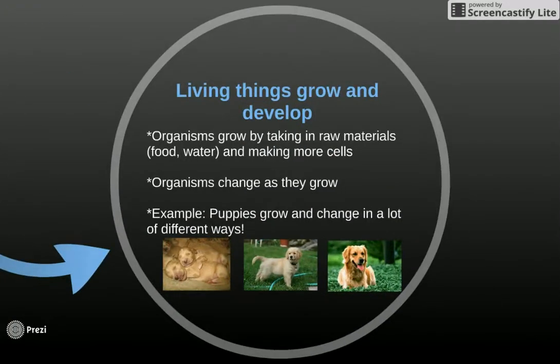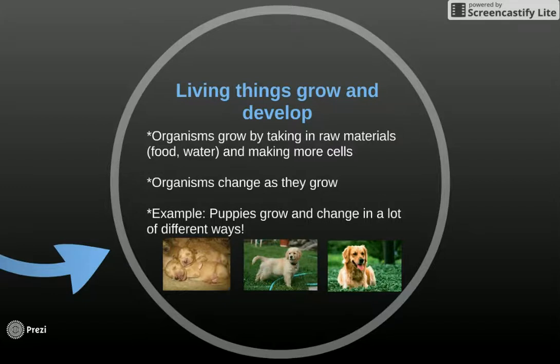Living things grow and develop. Organisms grow by taking in raw materials, which are just food and water, and by making more cells. Organisms also change as they grow. So think about what you looked like when you were a tiny, tiny baby and how much taller you've gotten and maybe how much taller you're going to grow and how many changes that you still have yet to go through. So an example is dogs.